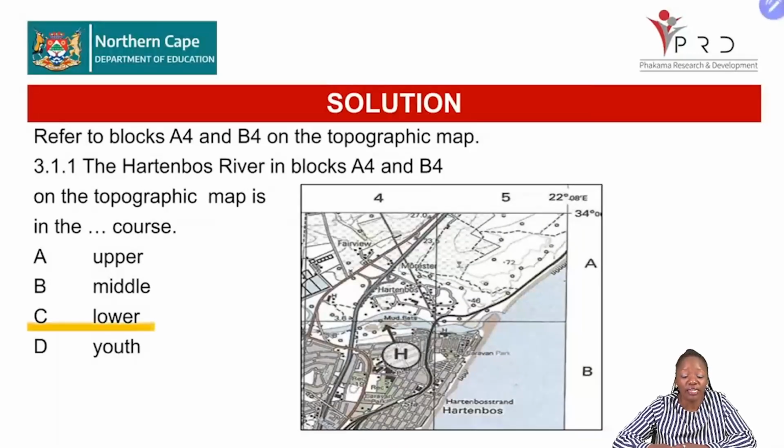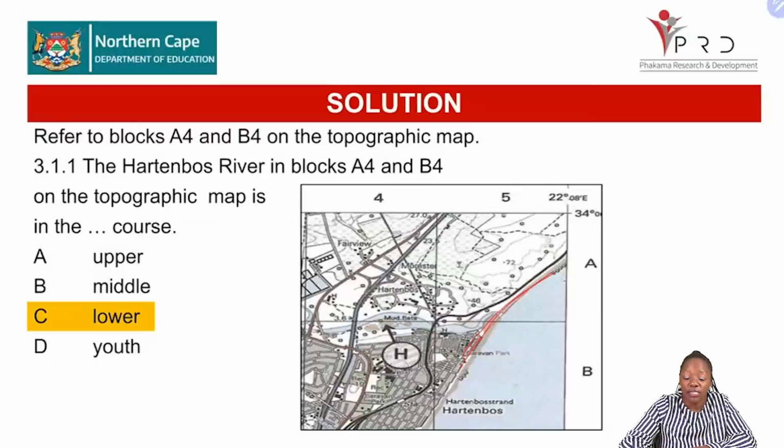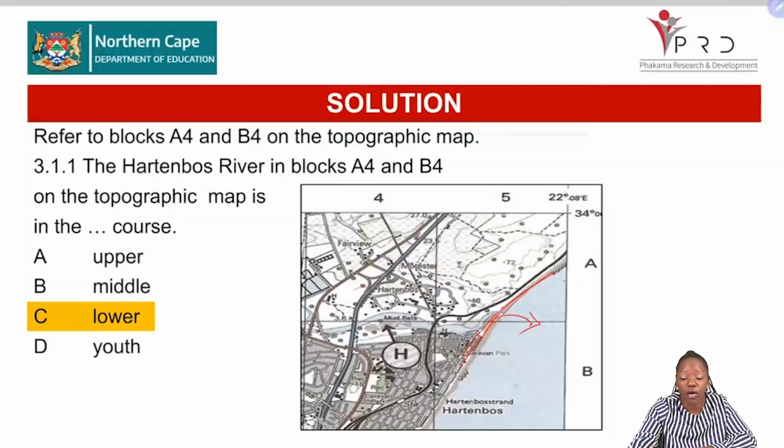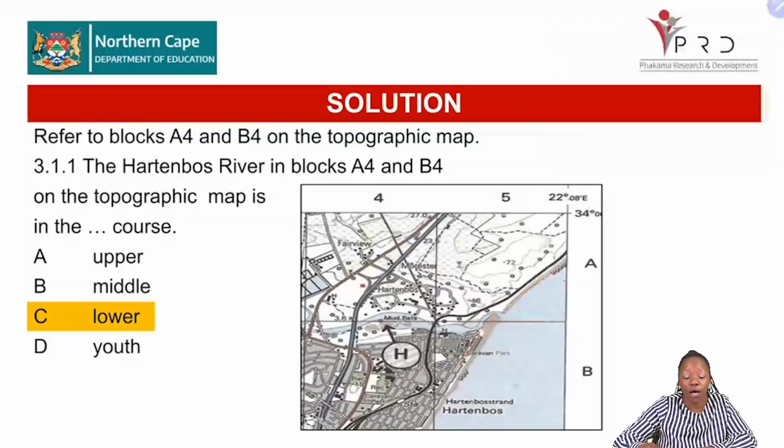Looking at our solution, it's in the lower course. What makes you think that this is the lower course? You will see that this is next to the ocean. Also, we're looking at the contour lines that are very far apart, which means there is a gentle slope. Remember that the lower course is on a gentle slope, and it's at the river mouth where the river is going to end and enter the ocean or the sea. So these are the things you point out on the map so that you can see which course it is. Therefore, it's in the lower course.